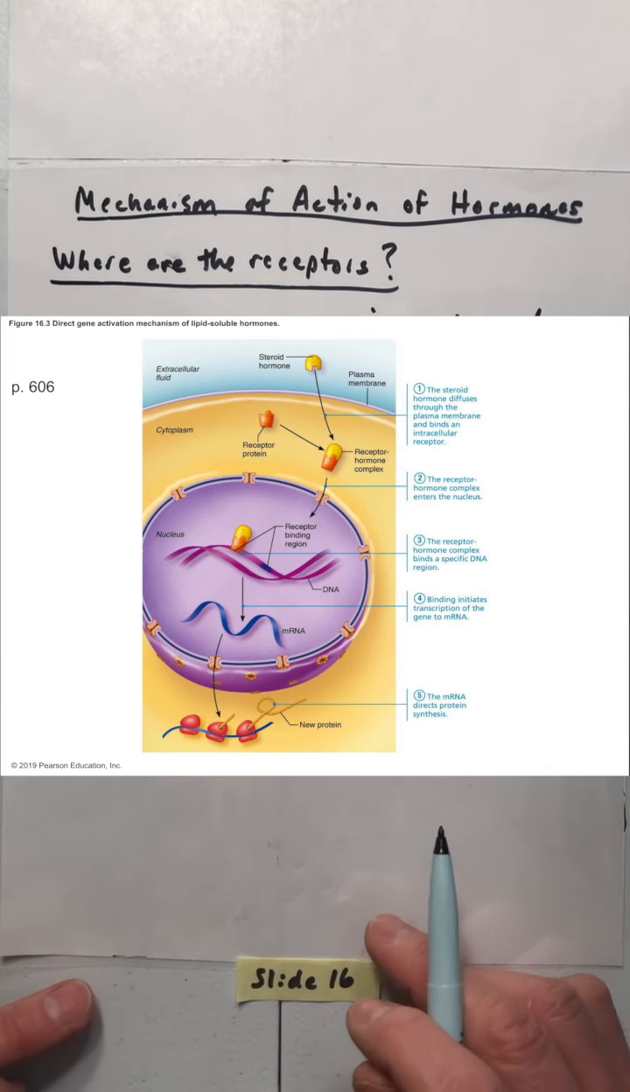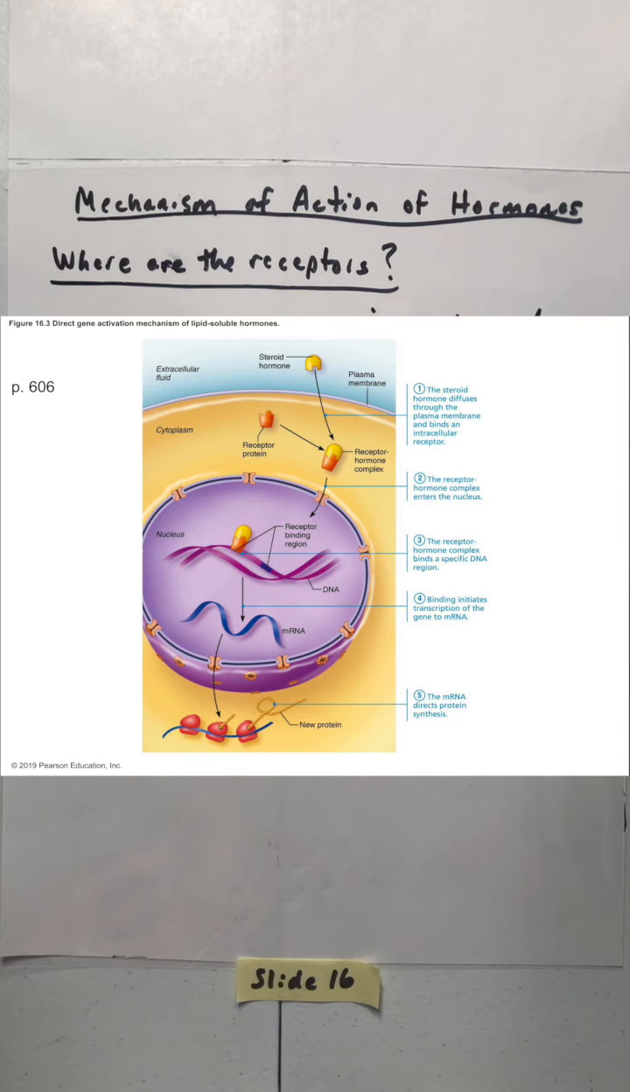As you can see on slide 16, what happens next is the receptor for that hormone might be sitting there in the cytoplasm, and the hormone will bind to that receptor, forming what's called a receptor hormone complex. Then that receptor hormone complex in the cytoplasm moves into the nucleus of the cell, and you can see it binds to a specific location on the DNA to typically either turn on or turn off the transcription of a gene.